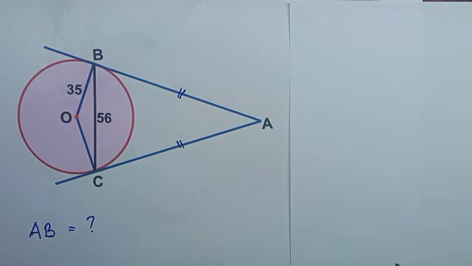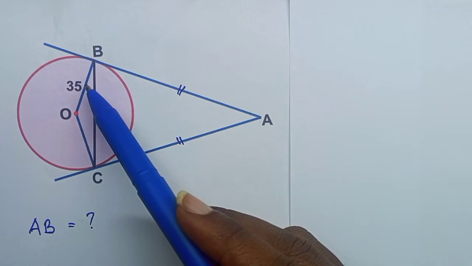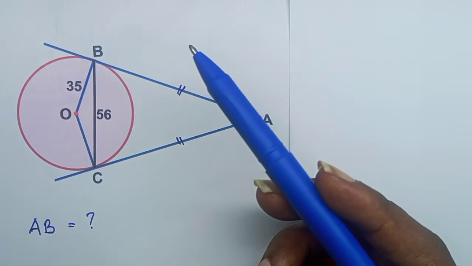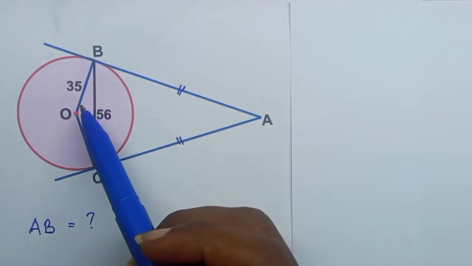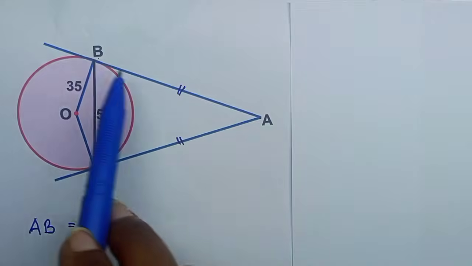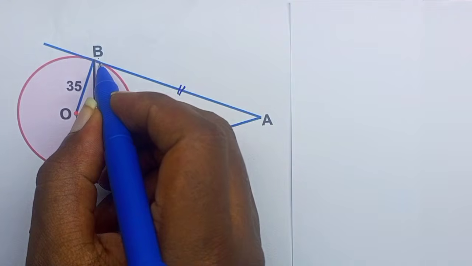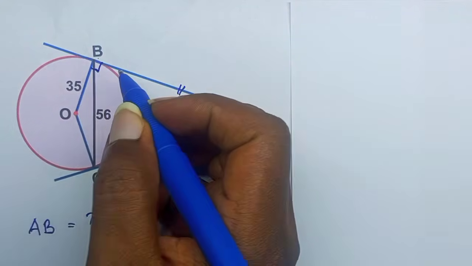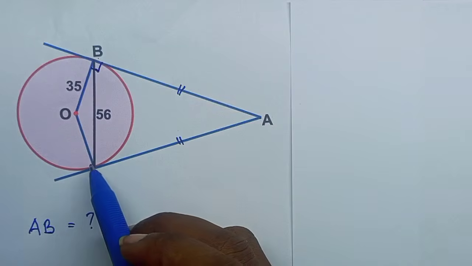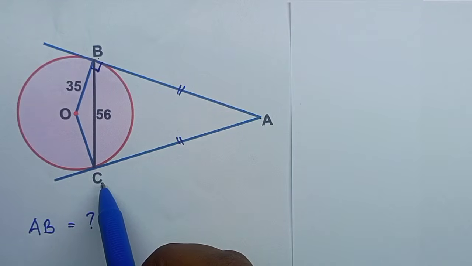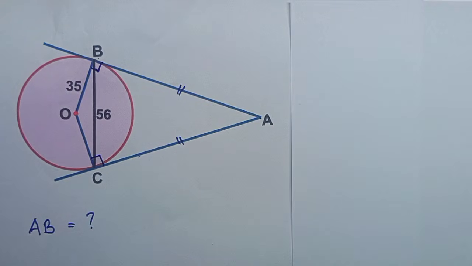Of course, as we can see, OB is the radius of the circle, which is 35 units. Now, from the tangent to a circle theorem, we know that the angle between a tangent and radius is 90 degrees. So AB is the tangent line and OB is the radius, so the angle formed between the two is 90 degrees. Just the same here, OC is the radius and AC is the tangent, so the angle formed between them is 90 degrees.